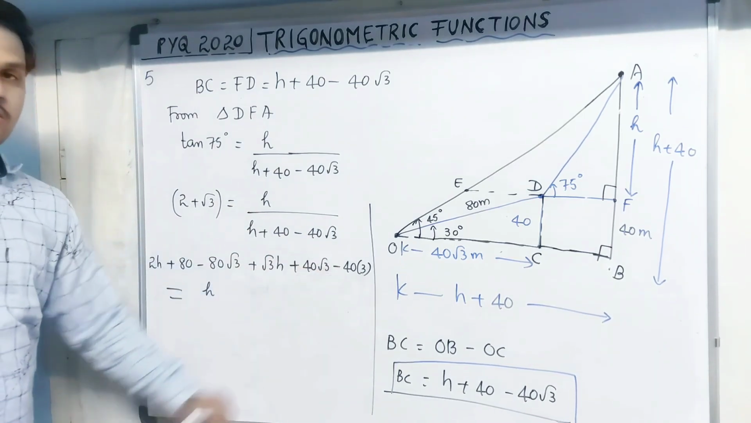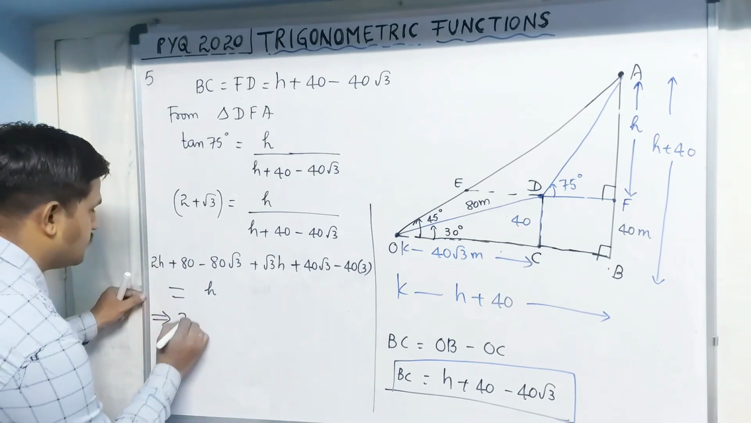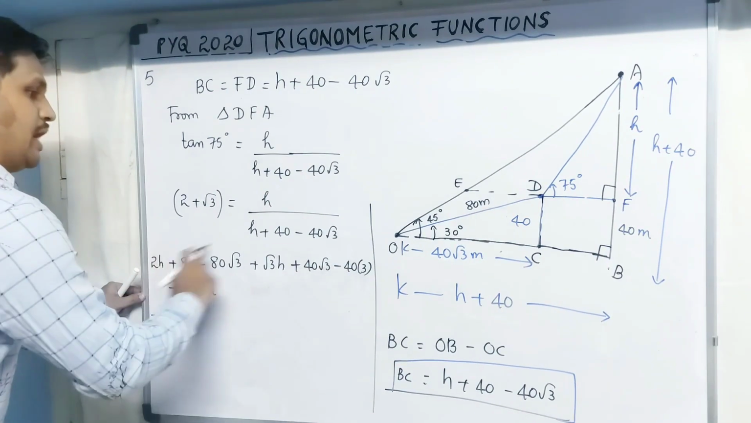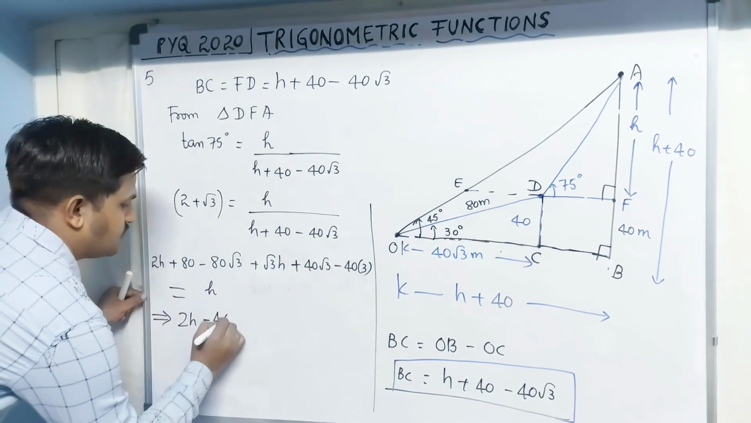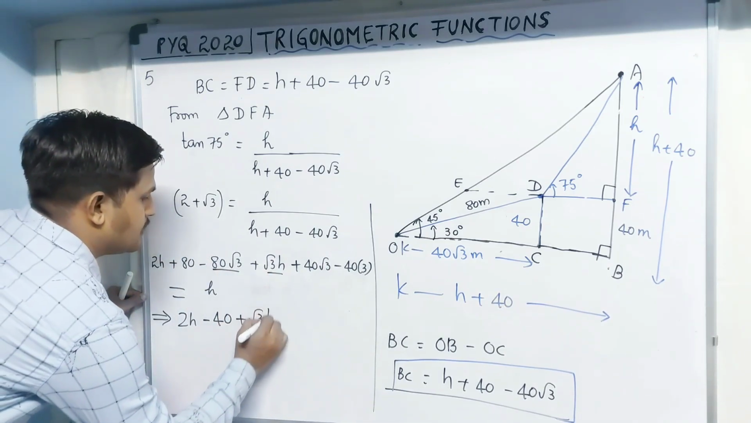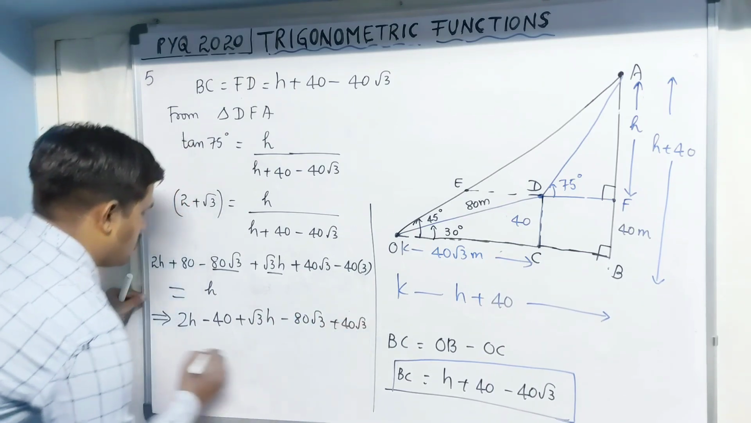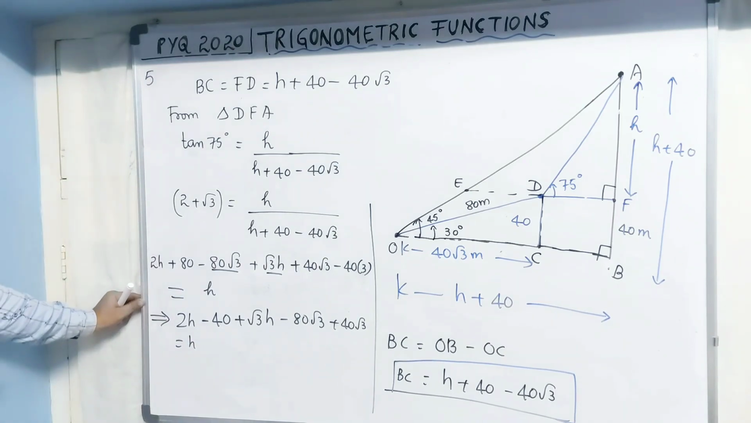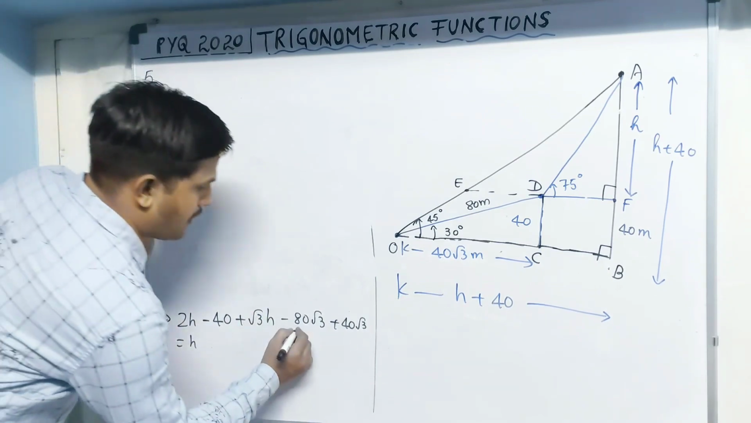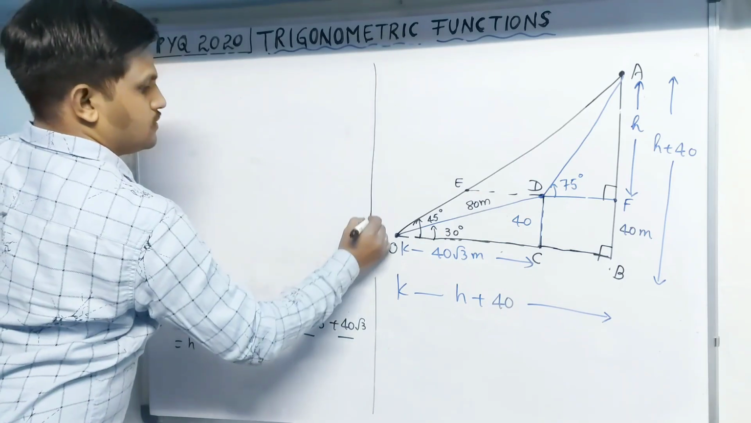Now simplify this. So just quick simplification of it. So 2h. Now look at this number, 80 minus 120 it is. So 80 minus 120 is minus 40. So that's clear. So here root 3h minus 80 root 3 plus 40 root 3. So that is equal to h. Okay. Now simplify this. Here look, minus 80 root 3 plus 40 root 3. So what will you get? So let us simplify it.